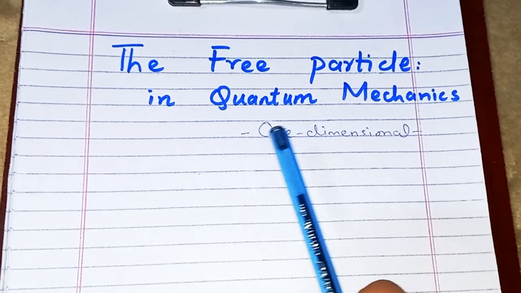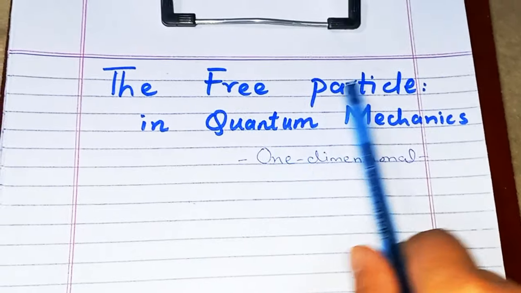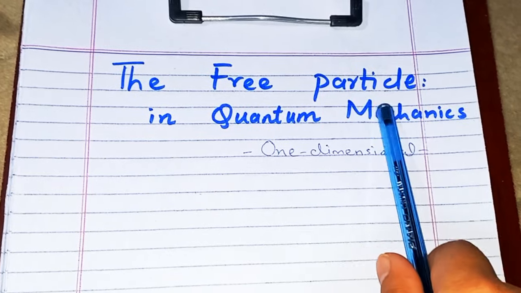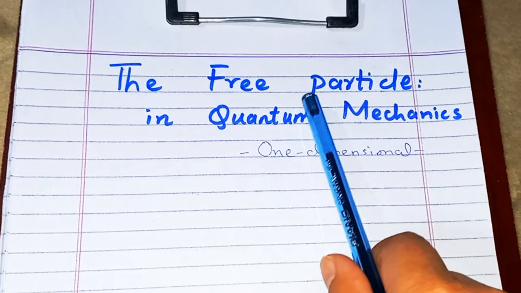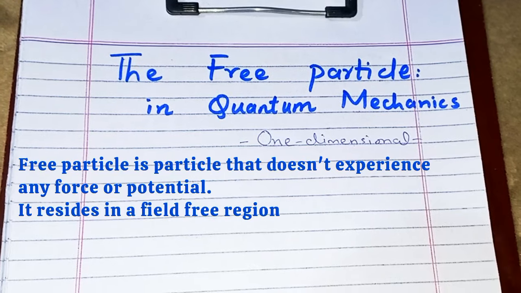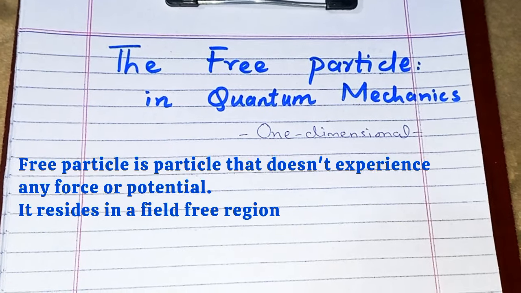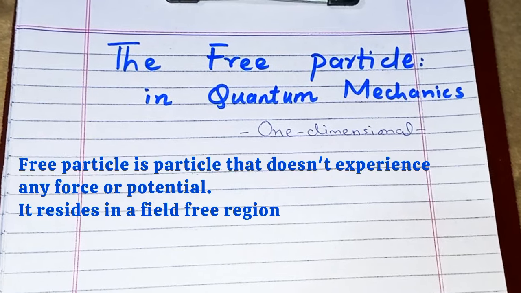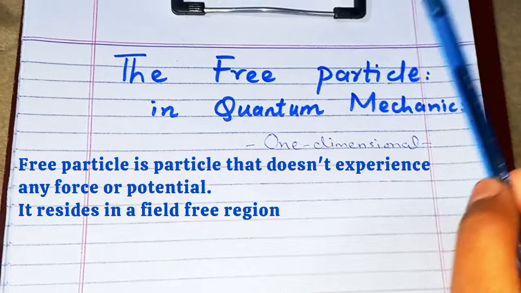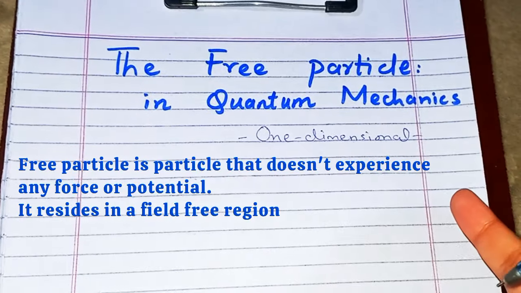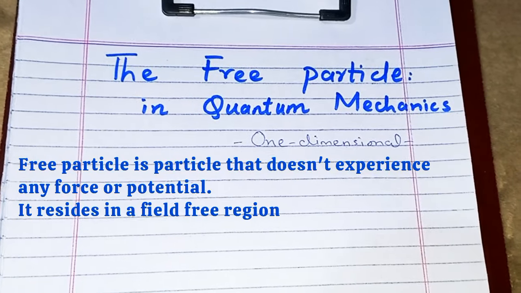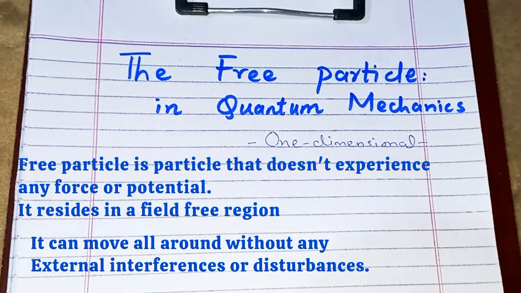First of all, we should know and describe what the free particle is, what free particle means. As the name suggests, a free particle is a particle that is free of any restrictions, forces or potentials. There is no external potential that acts upon this particle. There is no force that acts upon this particle. So such a particle which is not experiencing any potential or any force is said to be a free particle.